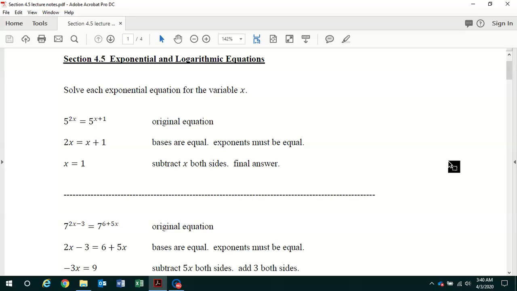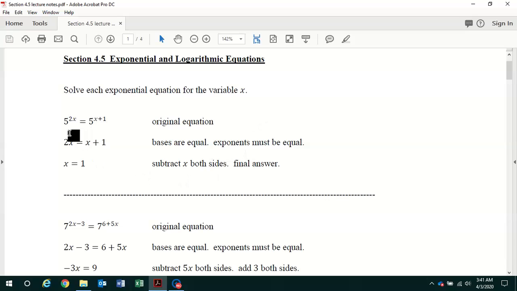Class, in this video we begin our discussion on section 4.5 in your textbook dealing with exponential and logarithmic equations. So here on page 1 of your lecture handout we're going to begin solving some exponential equations. And so you're instructed to solve each exponential equation for the variable x.